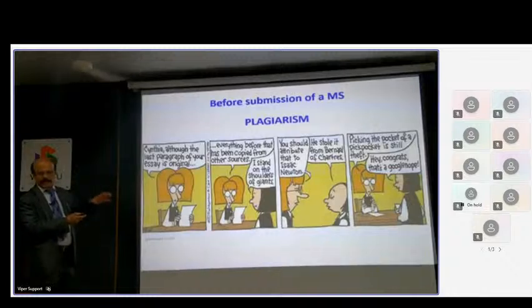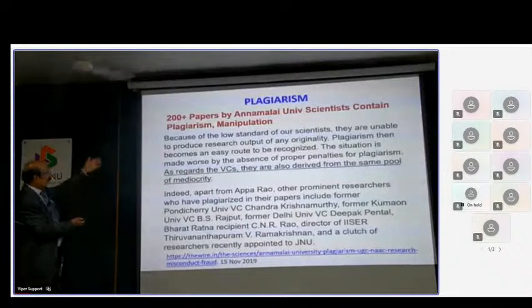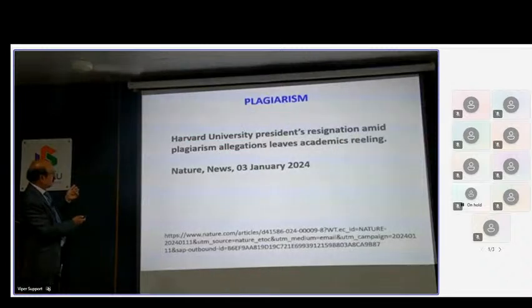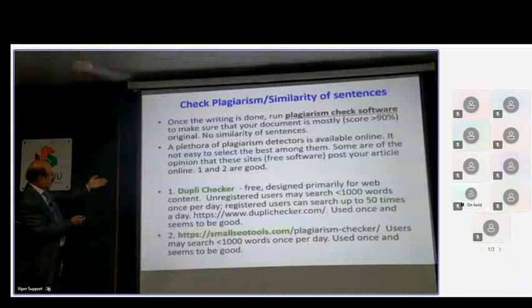That is 85%. The magic score should be there in your things. So even many of these stalwarts have been caught for plagiarism. Vice chancellors have been caught, and even CNR Rao's lab was caught doing plagiarism work. And Harvard University, the prestigious one, the president of the university, the vice chancellor, was caught publishing plagiarized work and he resigned the job. So it's happening everywhere.